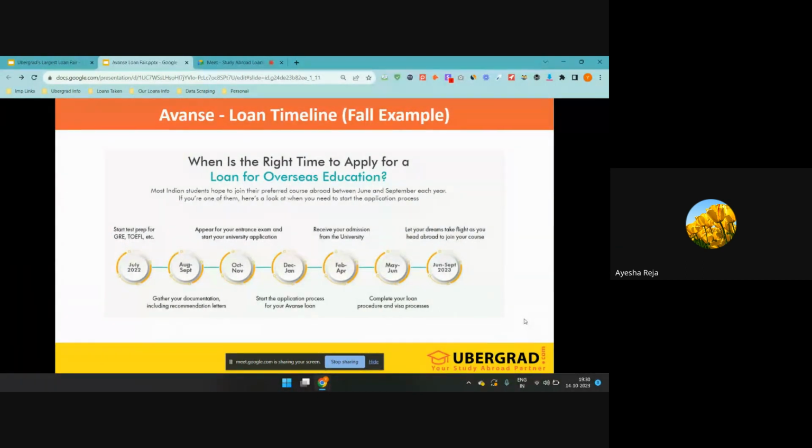Suppose you have an admit letter also. If some students have not decided, like they want to go to one university and after that need to change to another university, they can also apply before that. So we will process your application before the admit letter as well as before the I-20 for USA.